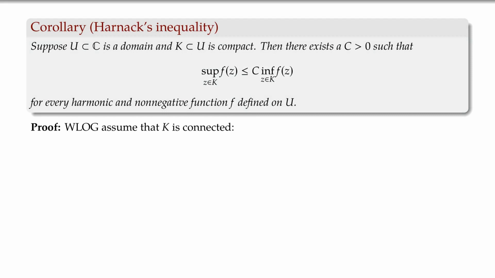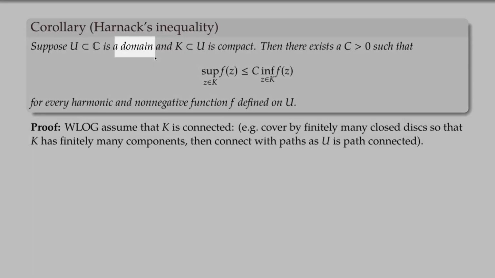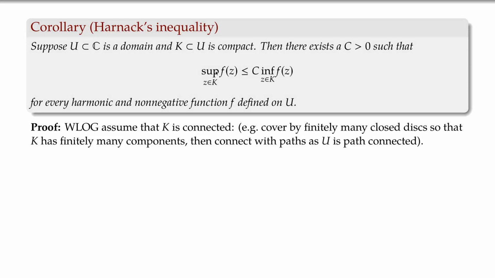All right. So without loss of generality, let's suppose that k is connected. How do we do that? Well, maybe I should say we are assuming that U is a domain. Otherwise, this is not true, and that's a fairly simple exercise to show why you cannot drop this domain assumption if it would be disconnected. So let's assume that k is connected.